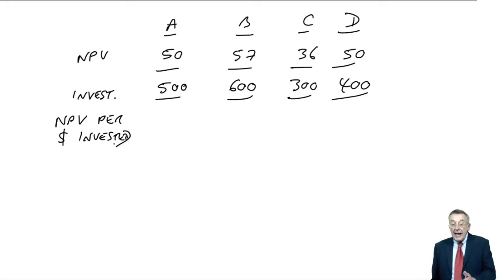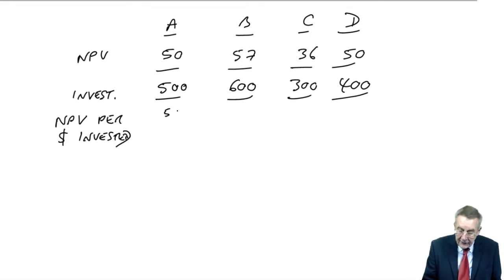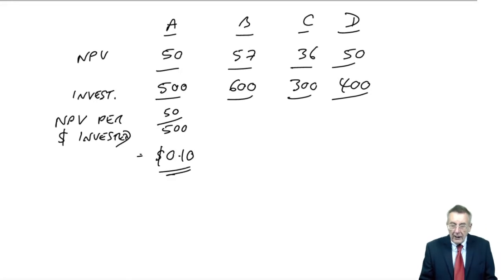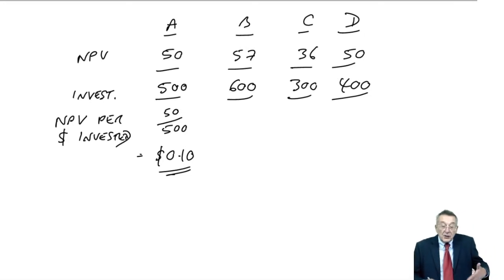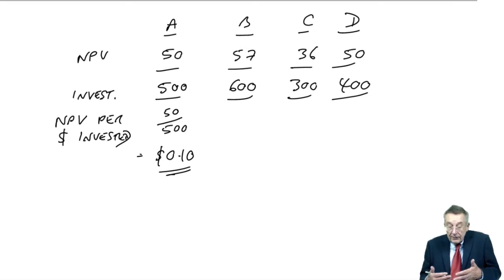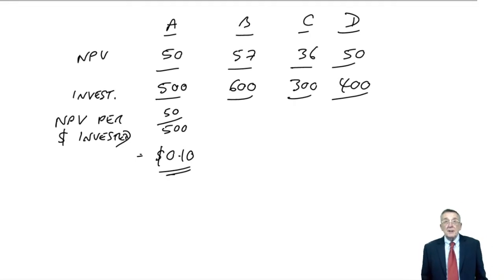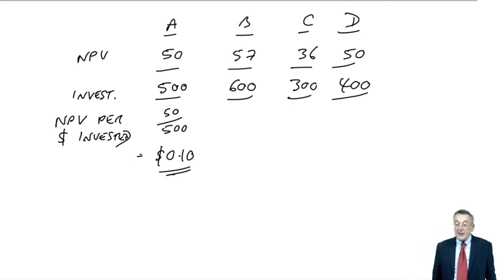So see what I mean? A requires 500 to generate an NPV of 50. And we say, okay, for every dollar that we invest in A, it's 50 on 500. We earn 10 cents for every dollar invested. And remember, we can do fractions. So I can invest just $1. I can invest $100, $200, $300. But for every dollar we invest in A, we'll generate an NPV of 10 cents.